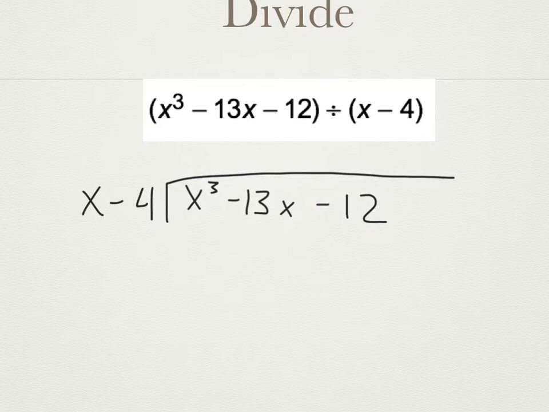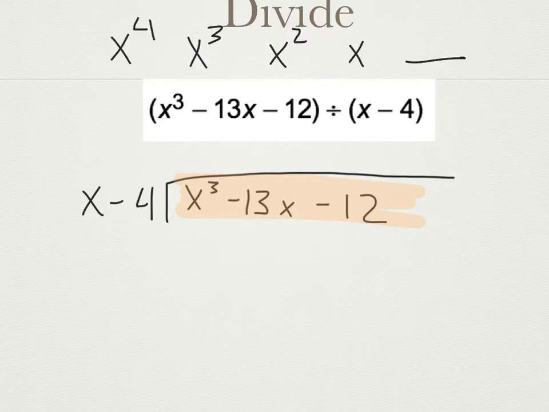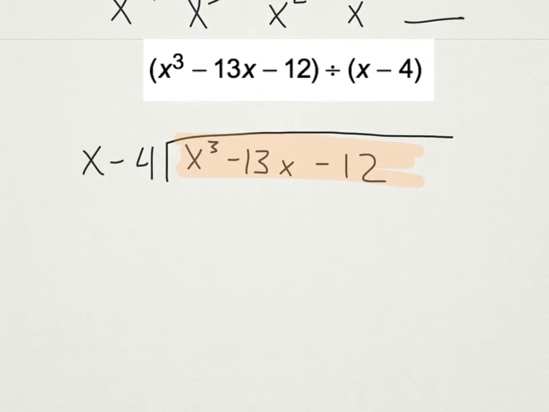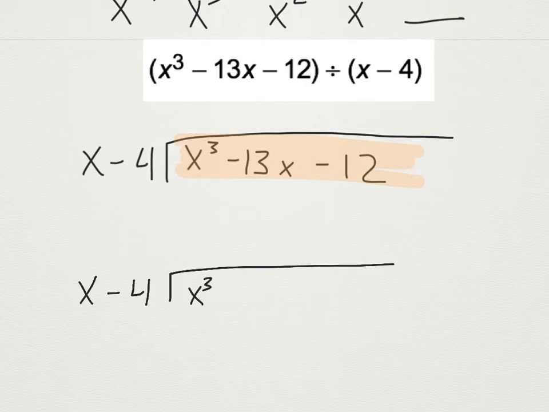It's important that what's on the inside here is in standard form and that it has every single exponent. So if we start with x cubed, we need to have an x squared and an x and a constant. If we start with x to the 4th, we need x to the 4th, x cubed, x squared, and x to the 1. So what are we missing from the inside here? x squared. So we need to make an x squared. Now this equation doesn't have an x squared, so what we're going to do is just squeeze in there a 0x squared.